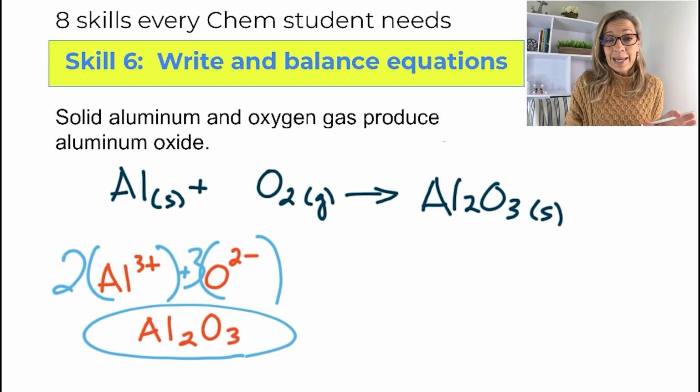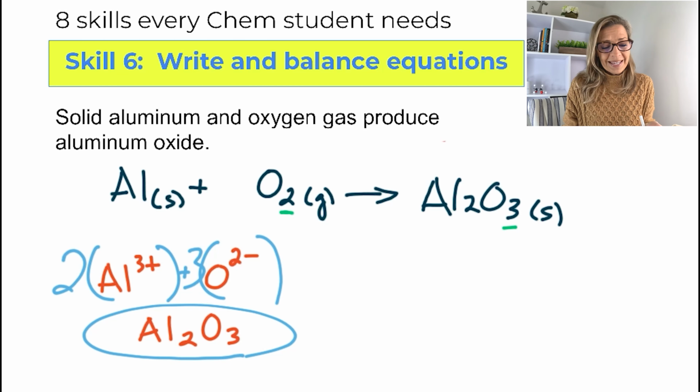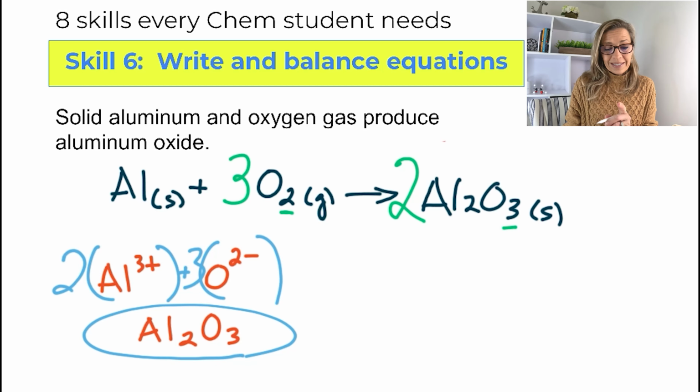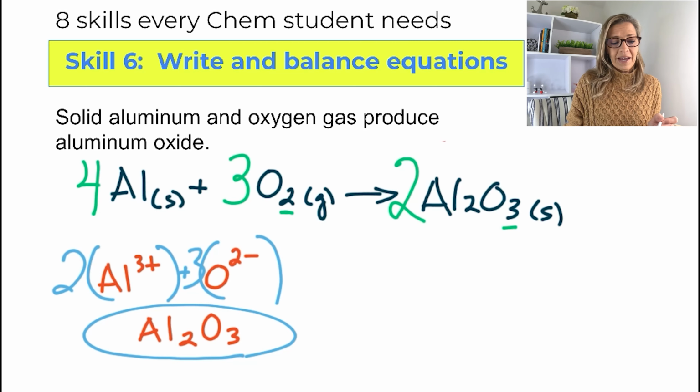Now we're going to go back and balance. Okay, so to get the oxygens to match up, notice I have a 2 and a 3 here. Notice I'm going to have to multiply to get 6 on the left and then get 6 on the right. Once that's done, it's easy. I just need 4 aluminums on the left. So writing and balancing, the more you do it, the better you'll get at it.